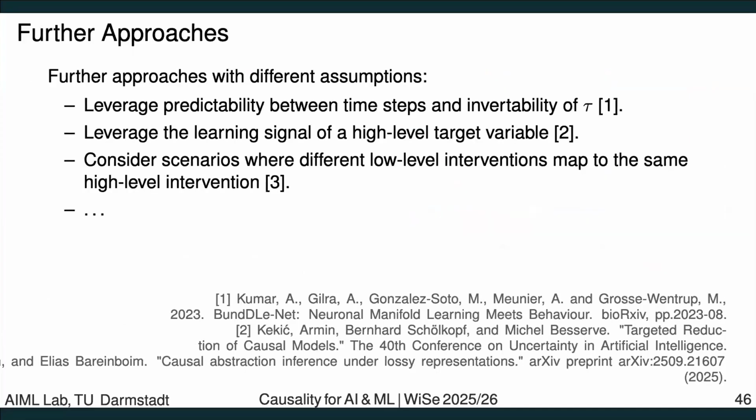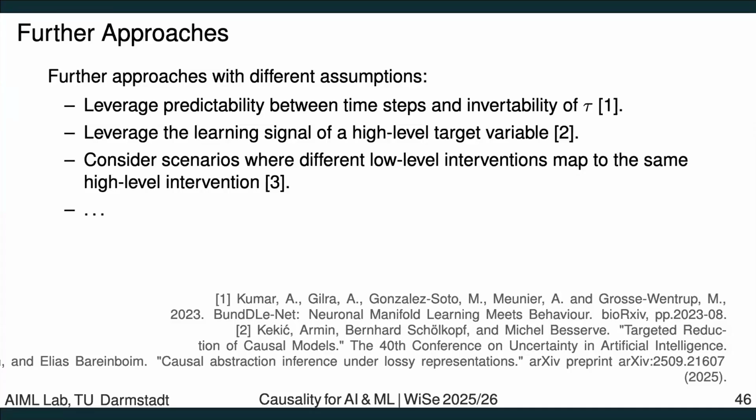Yeah. Then there are further approaches, and we won't go into the detail here. Basically, you can leverage predictability between time steps. So what you can say, okay, if I map from the low to the higher level, and then advance them in time, it should be the same as if my low-level system advances in time and then I abstract it to the higher level. So it's the same, this commutativity property, but it's not via interventions, but induced over this time series.